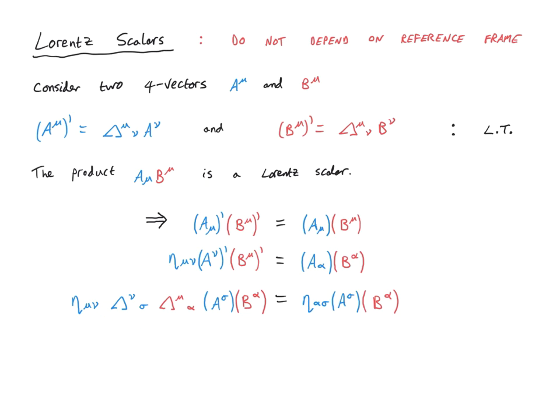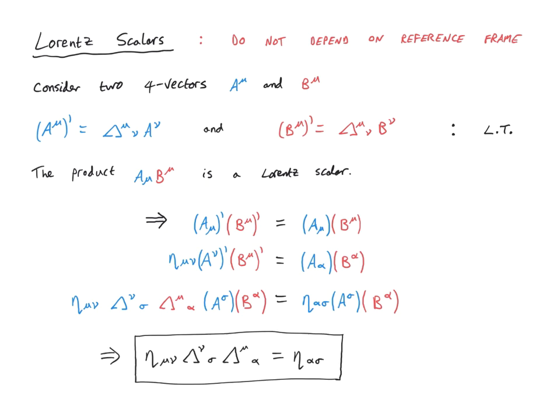And so on the left-hand side and the right-hand side of the equation, I see the same factors, A sigma and B alpha. Both of them are contravariant 4 vectors with the same indices. So if this equation holds true, and therefore if the product A mu, B mu is actually a Lorentz scalar, then that implies that this factor here must be equal to this factor. So I have this expression, and in fact it's very easy to check that this equation is indeed satisfied.